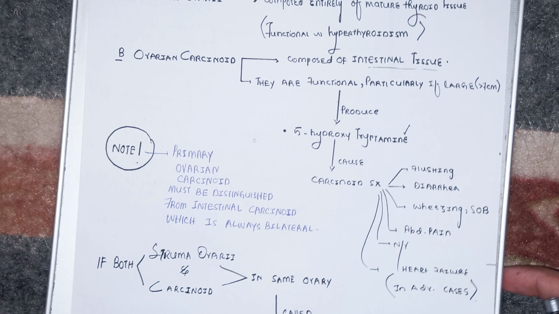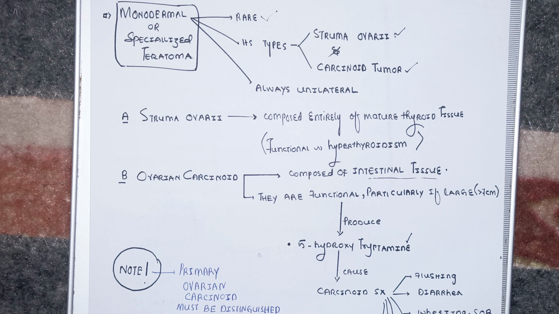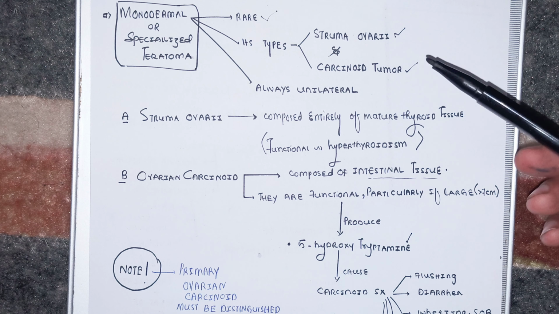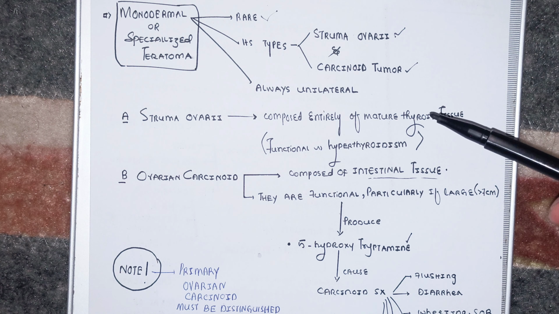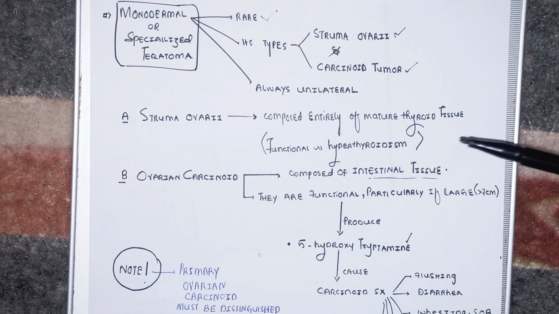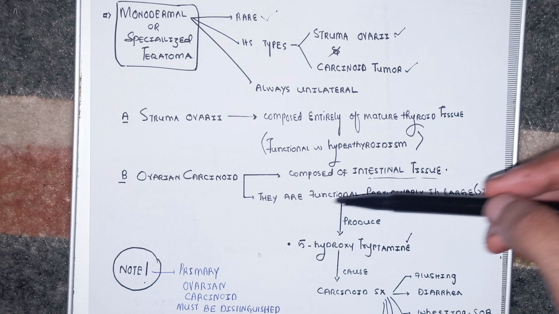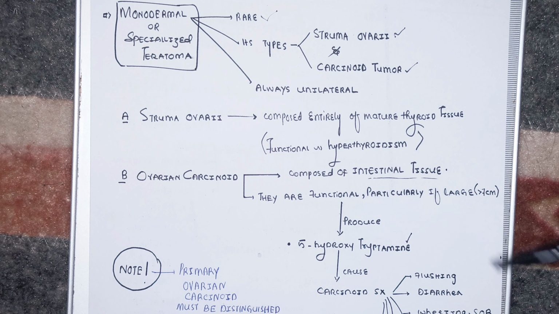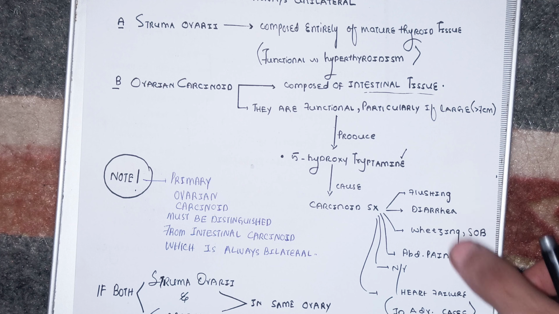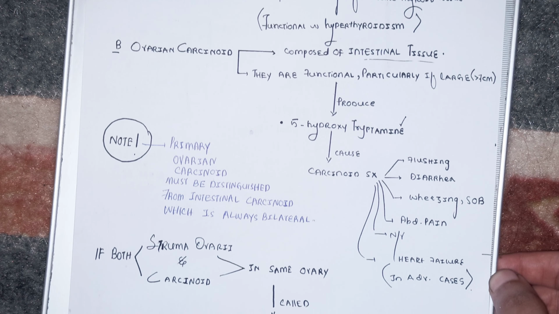One is the struma ovary, one is ovarian carcinoid. Struma ovary में thyroid tissue मिलेगा, ovarian carcinoid में intestinal tissue मिलेगा. Thyroid tissue के केस में thyroid tissue can be functional, can produce the thyroid hormone. In case of the ovarian carcinoid, intestinal tissue is there, and this intestinal tissue can be functional, can produce this molecule that is the 5-hydroxytryptamine. और अगर ये भरपूर अमाउंट में सीक्रेट होता रहा तो इससे क्या हो जाएगा? कार्सिनोइड सिंड्रोम, which is characterized by all these clinical features.